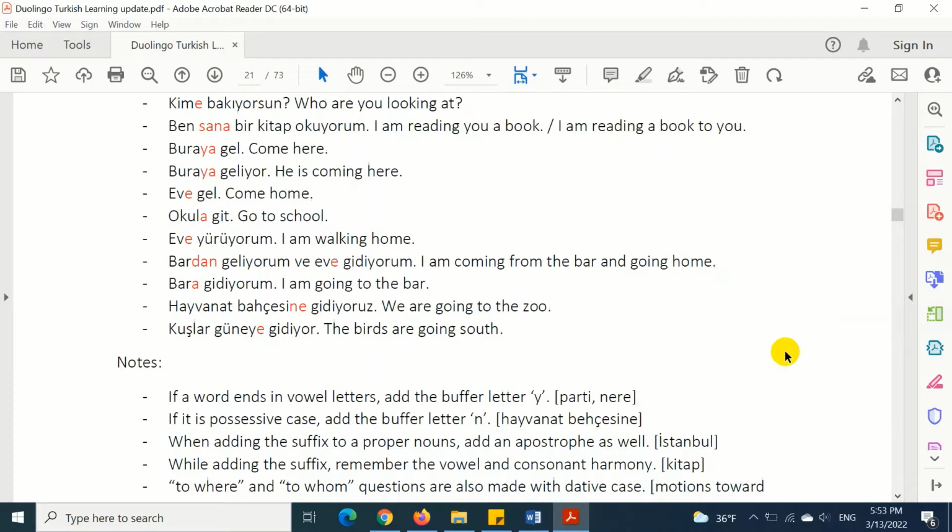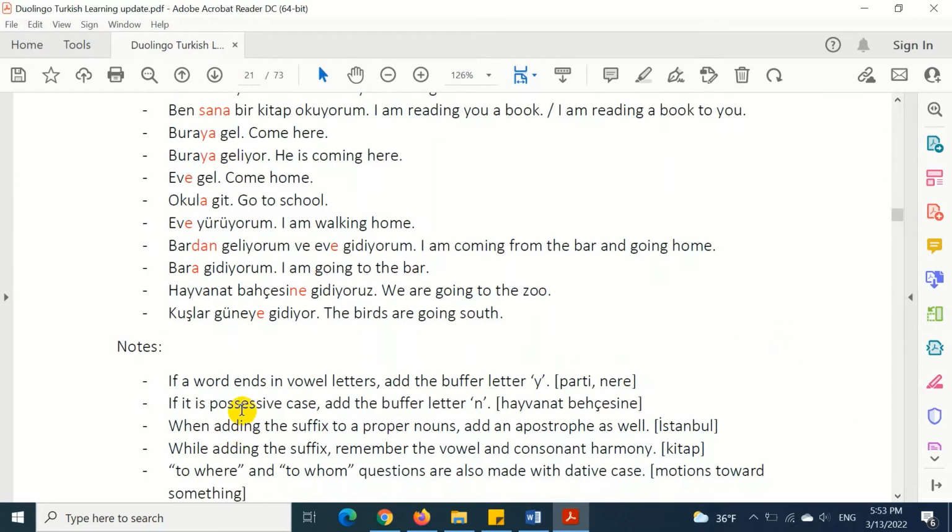Here are some more notes you should know. If a word ends in vowel letters, add buffer y. There's a general rule. Whenever you're adding a suffix and that suffix begins with a vowel letter and also the word ends in vowel letter, there you need this buffer. If it is possessive case, add the buffer letter n, as in hayvanat bahçesine. Here hayvanat bahçesine gidiyoruz. We are going to the zoo.